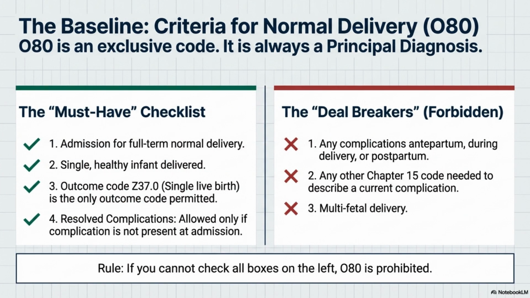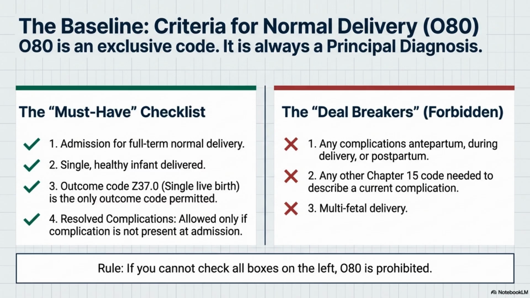Now let's talk about O80, the code for a full-term, uncomplicated delivery. O80 is an exclusive code, which means if you use it, it must be the principal diagnosis, and all criteria must be met. Here's the checklist. The patient was admitted for a full-term, normal delivery. A single, healthy infant was delivered. The only outcome code allowed is Z37.0, single live birth.